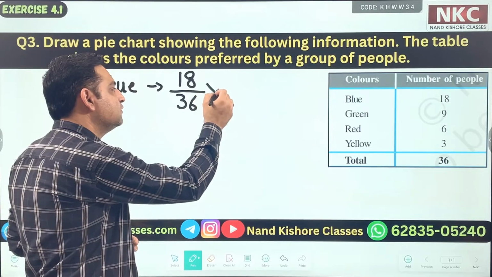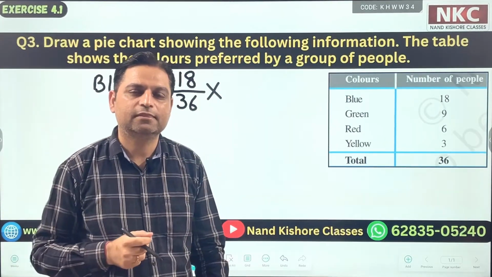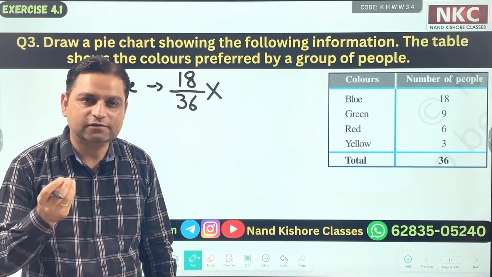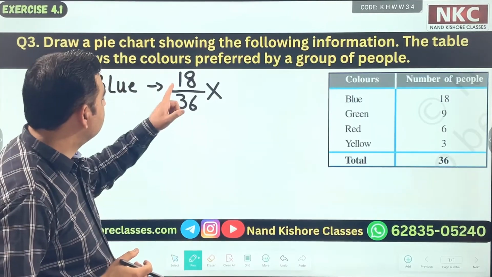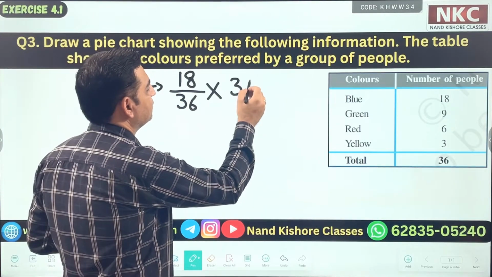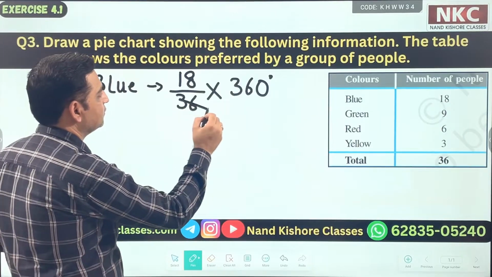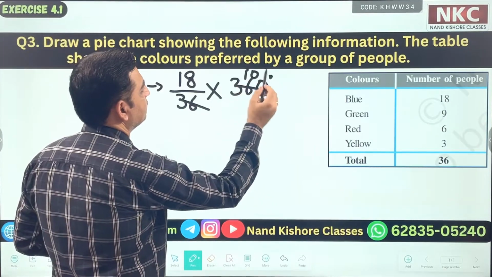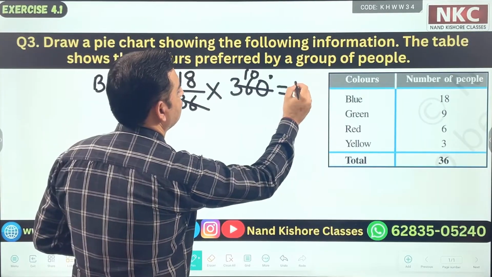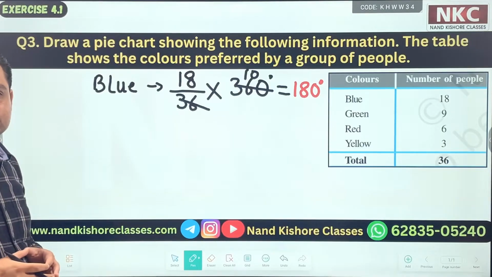Then since I need to find the angle, what is the total angle of a circle? The total angle of a circle is 360 degrees. So always we need to multiply this fraction with the total angle, that means 360 degrees. Cancel them. 36 is cancelled and we will get a 180 degree angle for blue color.